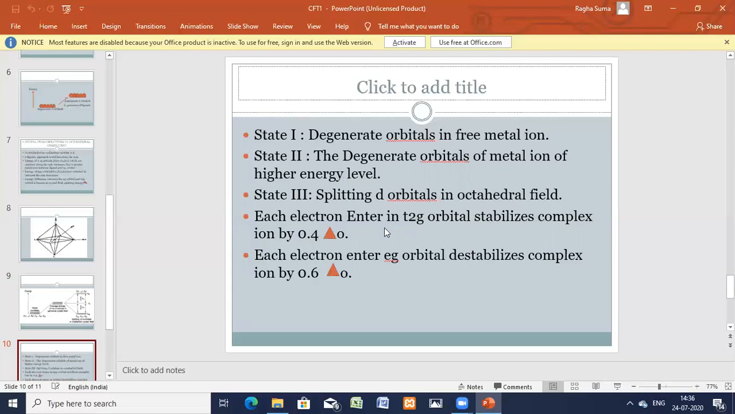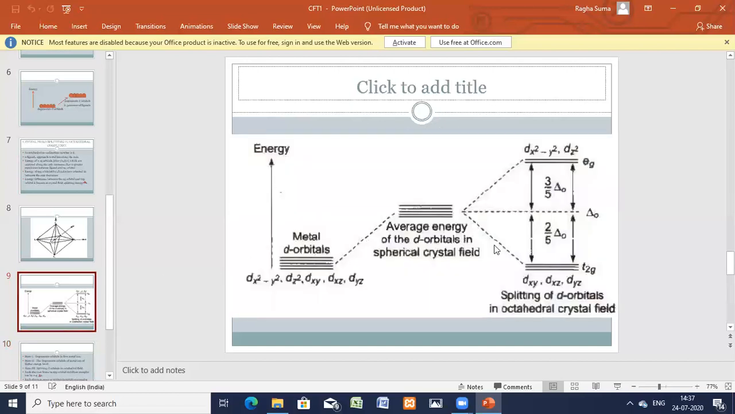Each electron that enters the T2G orbitals stabilizes the complex ion by 0.4 delta O. Whatever electron enters the T2G set, this one orbital, this one orbital, stabilizes the whole complex by 2 by 5 delta, and 2 by 5 delta is nothing but 0.4 delta.